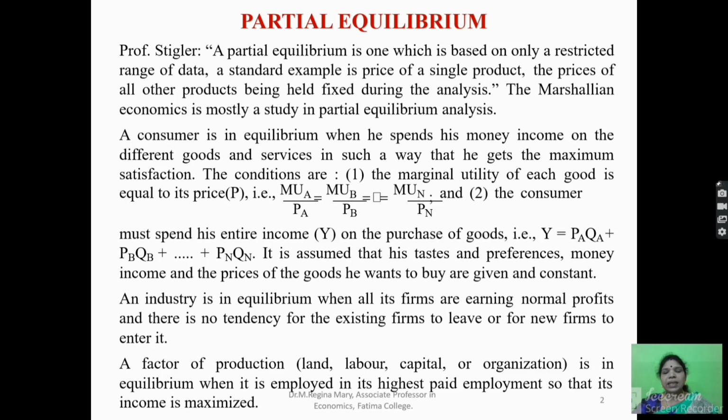An industry is in equilibrium when all the firms are earning normal profit. There is no tendency for the existing firms to leave the industry or for new firms to enter it. A factor of production is in equilibrium when it is employed in its highest paid employment.